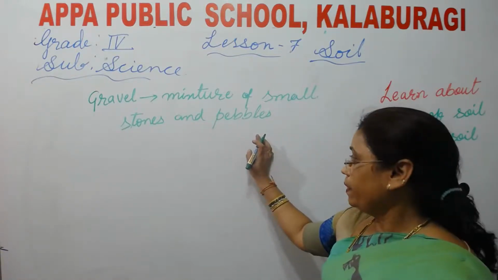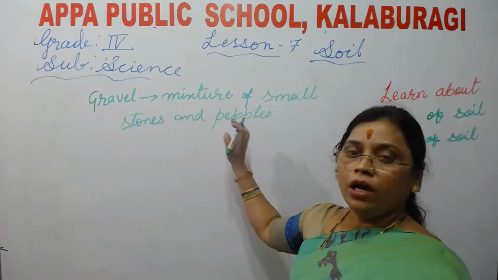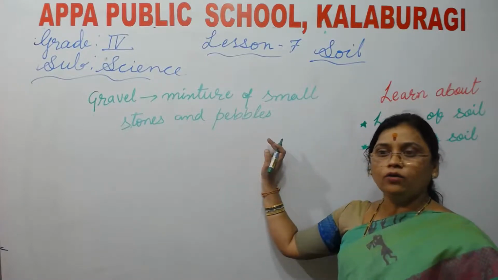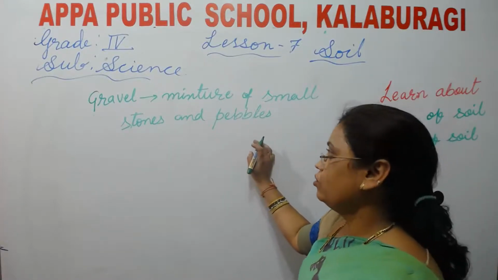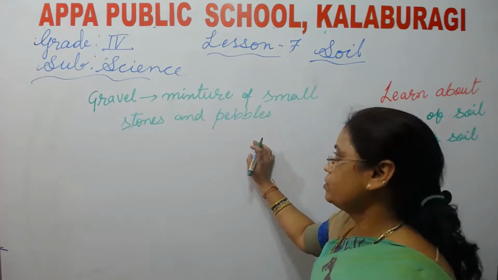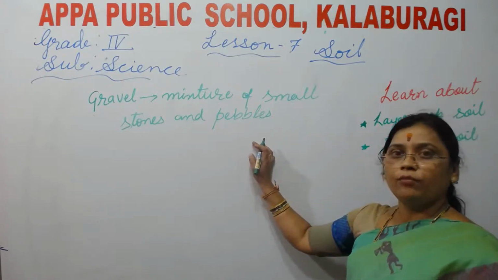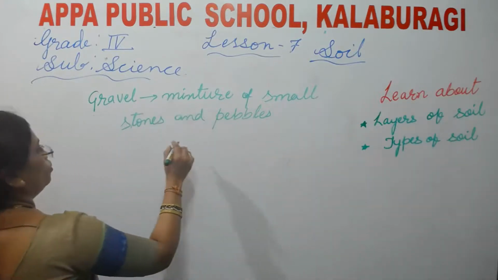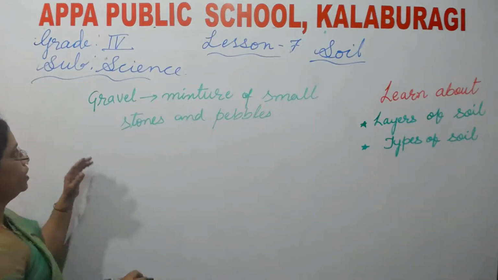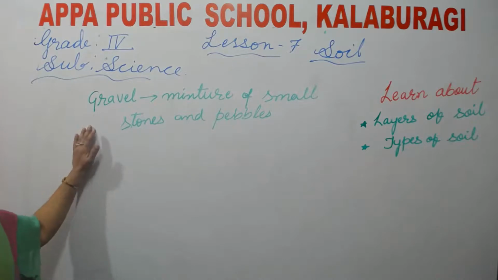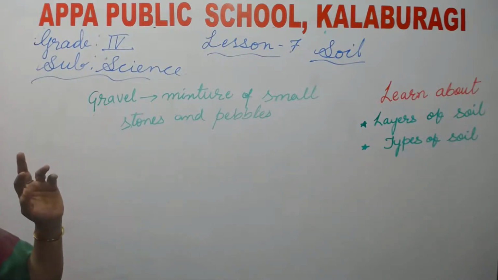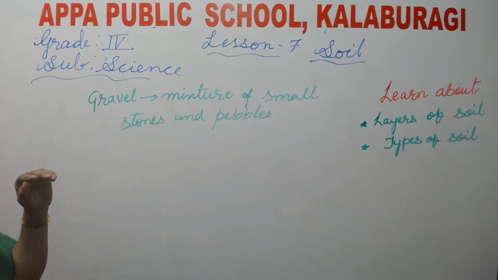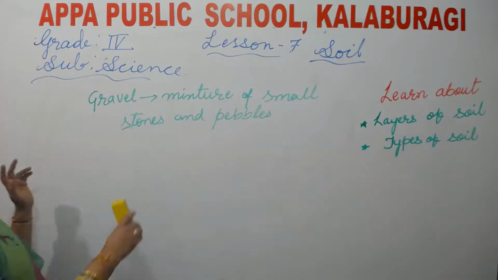Here this gravel does not hold any water. So that's why no plants can be grown in this. It does not hold water at all. So that's why no plants will be grown here. So this is about the types of soil.